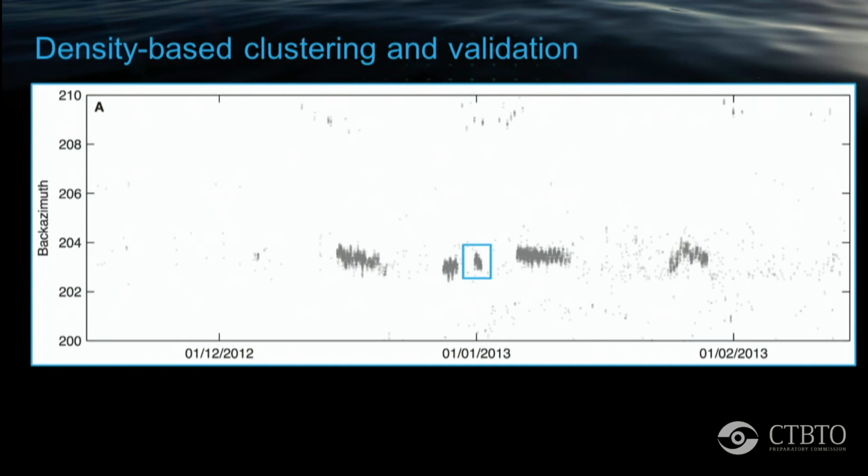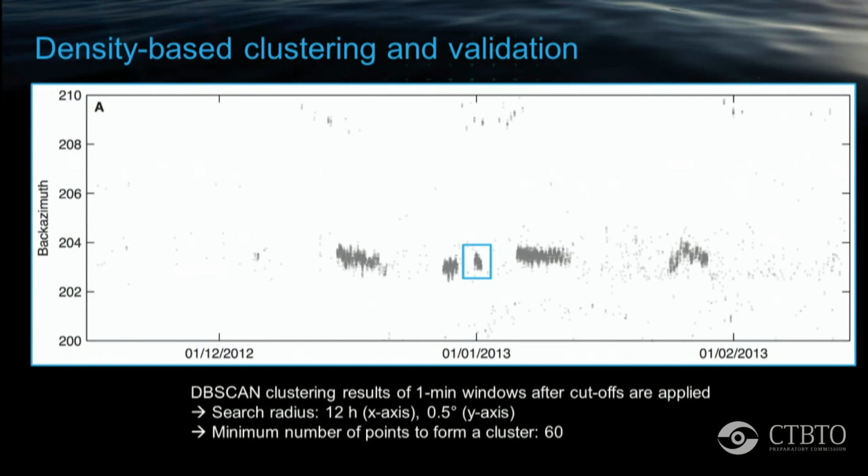And what we then use is called the DBSCAN clustering algorithm. DBSCAN stands for density-based spatial clustering analysis with noise. And it's just a very neat way of picking up those clustered points in a data stream. So we define a search radius. The whole thing only really needs two parameters. It needs a search radius and the minimum number of points that we would like to see in a cluster.